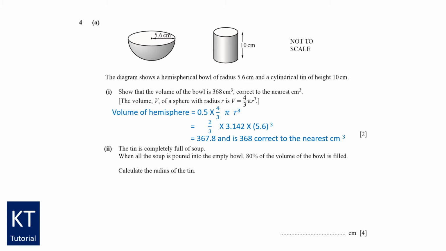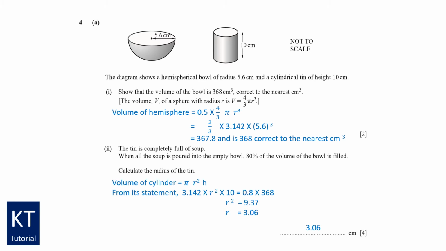Next, the tin is completely full of soup. When all the soup is poured into the empty bowl, 80% of the volume of the bowl is filled. Calculate the radius of the tin. From its statement, we should need to equate the volume of the cylinder to 0.8 of that of the volume of the hemisphere and solve for R.